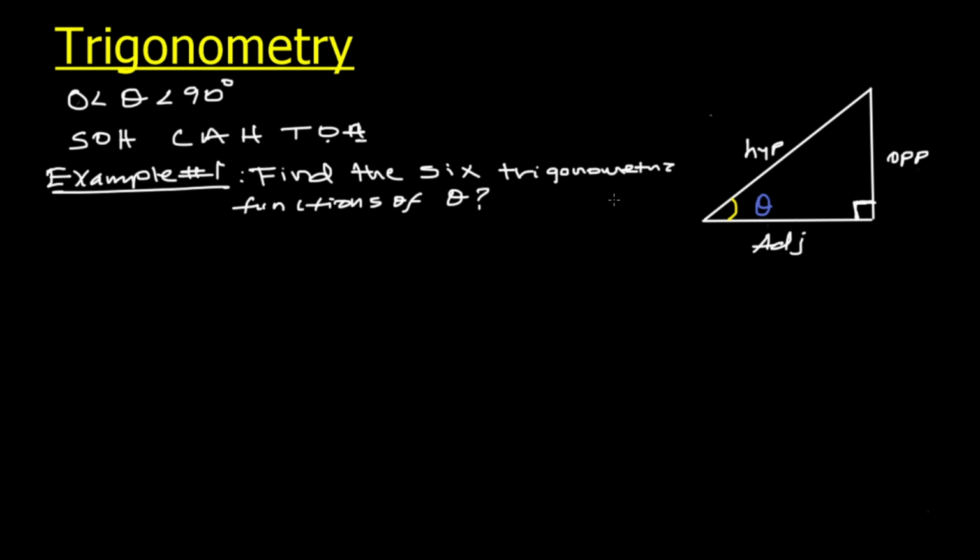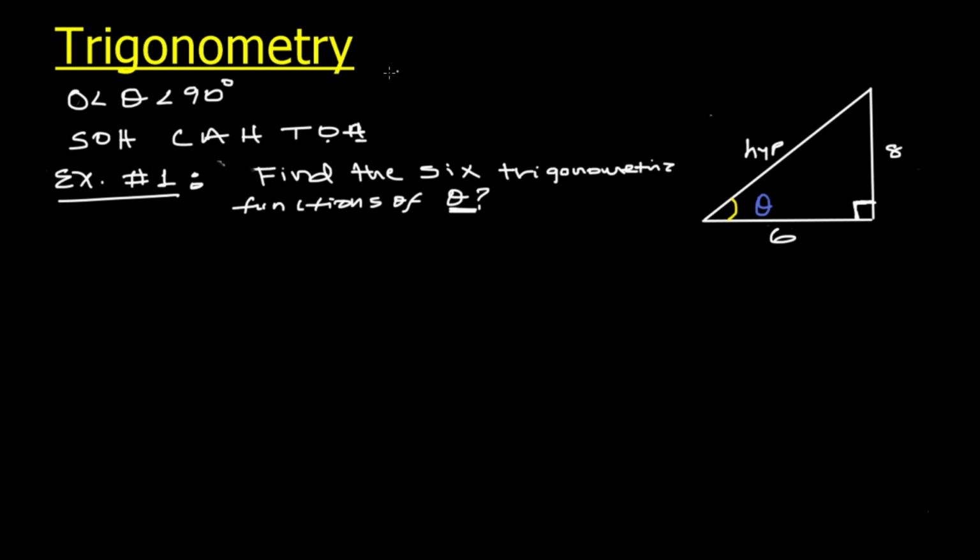Okay, now we are going to do an example. The first example is asking us to find the 6 trigonometric functions of angle theta. This is angle theta, this is the opposite side. As you see, we have a right angle triangle, the adjacent side to the angle theta, and then the hypotenuse. We are given the opposite side to be 8, and the adjacent side to be 6. We don't know the hypotenuse side yet. We are asked to find the 6 trigonometric functions.